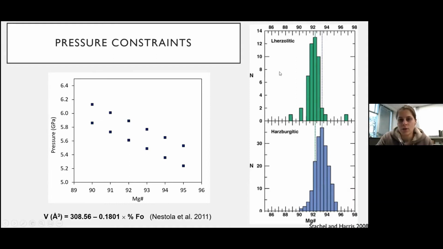So because the volume of this olivine inclusion is dependent on its composition, we can then estimate what the most likely pressure was. Based on the literature data, the olivine inclusion would have been between 90 and about 95 magnesium number, but the most likely composition would have been 92 to 93 based on the frequency distribution. So this then results in a pressure of 5.5 to 5.9 GPa.